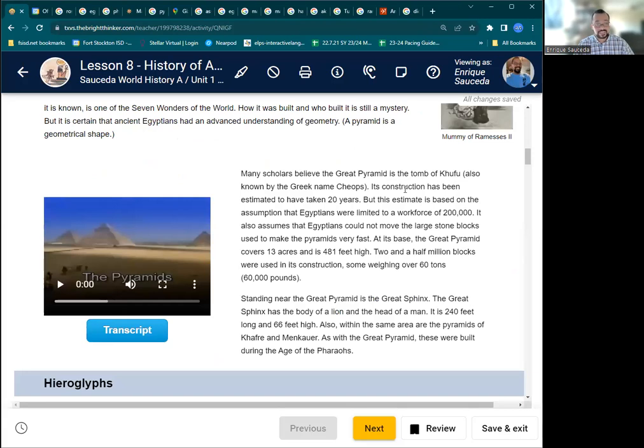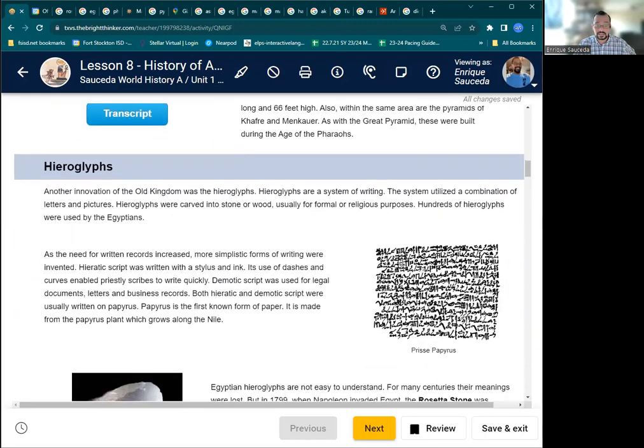Some pyramids took 5, 10, 20 years to build. The Great Pyramid covers 13 acres. 1 acre is like 1 city block, so 13 blocks. And it is 481 feet high. Each floor in a building is 10 feet. So you're talking about 48 stories. 2.5 million blocks were used, some weighing over 60 tons.